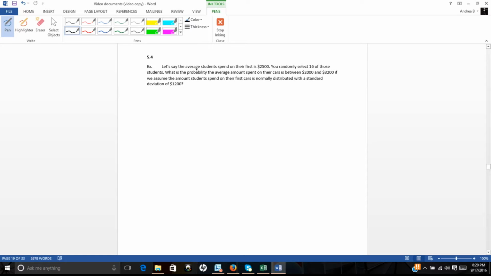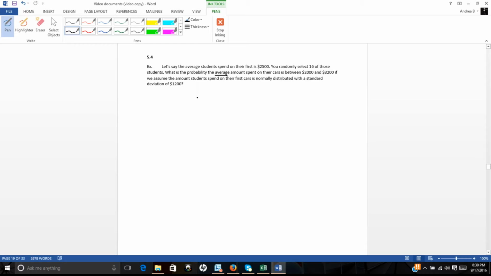And we want to know what is the probability that the average amount spent on their cars is between $2,000 and $3,200, if we assume that the amount students spend on their first cars is normally distributed with a standard deviation of $1,200. One of the key words that means you're dealing with a sampling distribution is how it's asking for the probability that the average amount spent is between $2,000 and $3,200. Whereas at the beginning of this chapter, we were finding probabilities for a specific value. Now we're finding a probability over an average instead. So that means we're dealing with a sampling distribution.